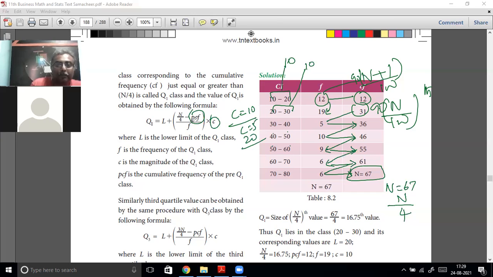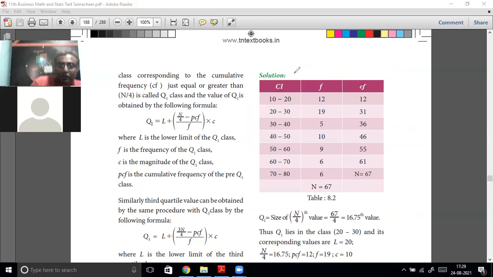Very easy. Frequency is in this table. Frequency is the value that you will be taking from here. 19, 5, that is the frequency I will take. C is always fixed at 10, that's done. PCF is the previous cumulative frequency.